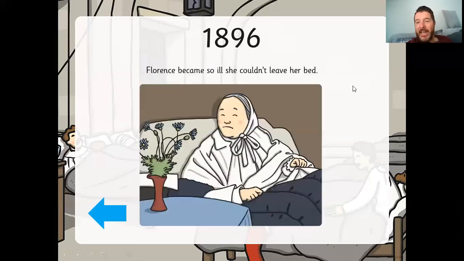Then, in 1896, sadly, Florence started to become ill, so she couldn't leave her bed. Now, she was quite old at this point. She was born in 1820. And it was now 1896. So she was 76 years old. And that might not sound very old now, but back then, over 100 years ago, people didn't live that long. So that was a good age.